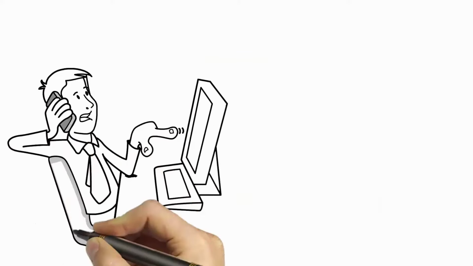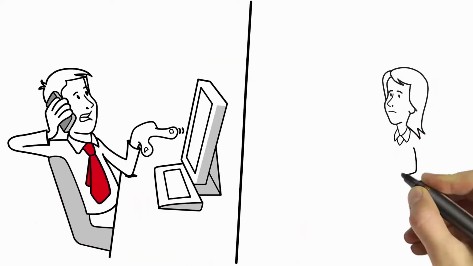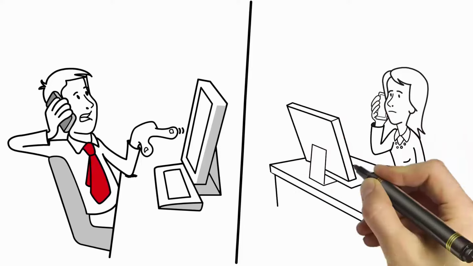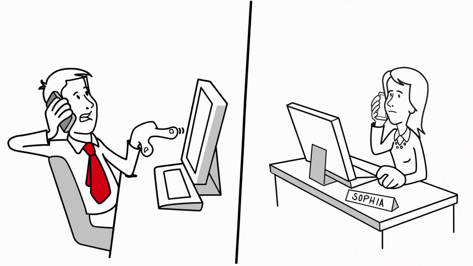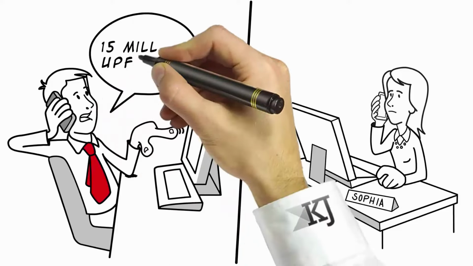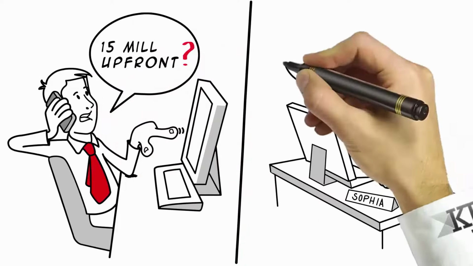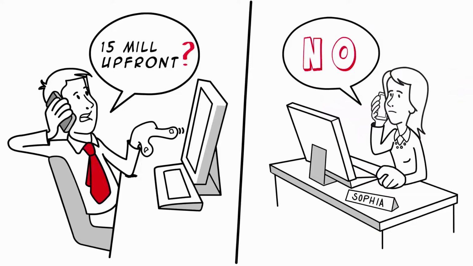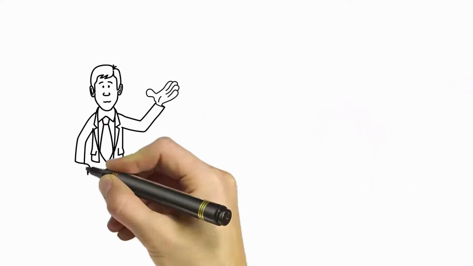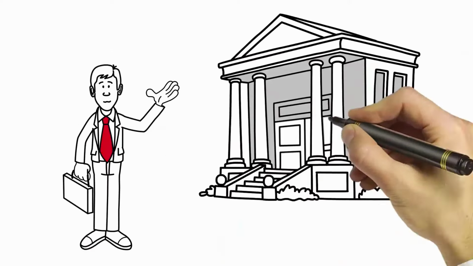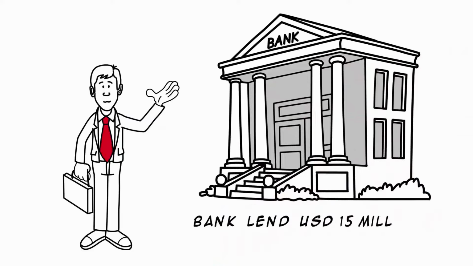Mark calls Sophia the next day to ask for the upfront payment. Mark: Hi Sophia, thank you so much for the contract. I appreciate the order. However, I got a great idea. Why don't you pay $15 million up front? That would be great. Sophia denies the request. Mark is forced to negotiate with the bank. The bank agrees to lend him $15 million.